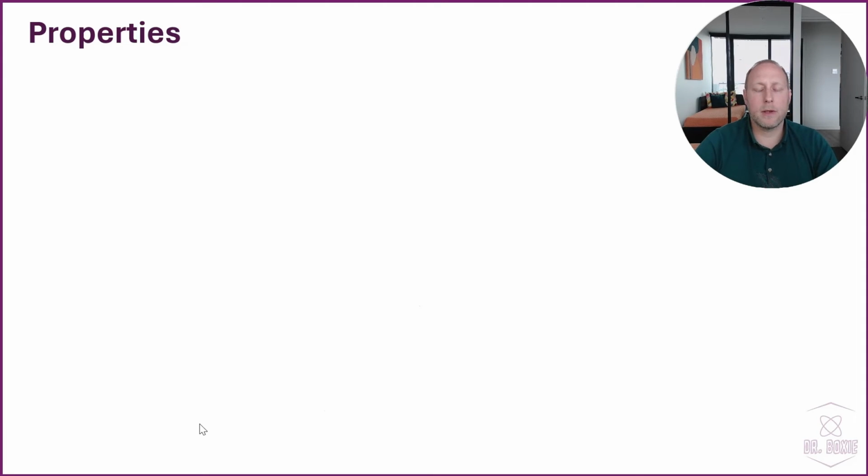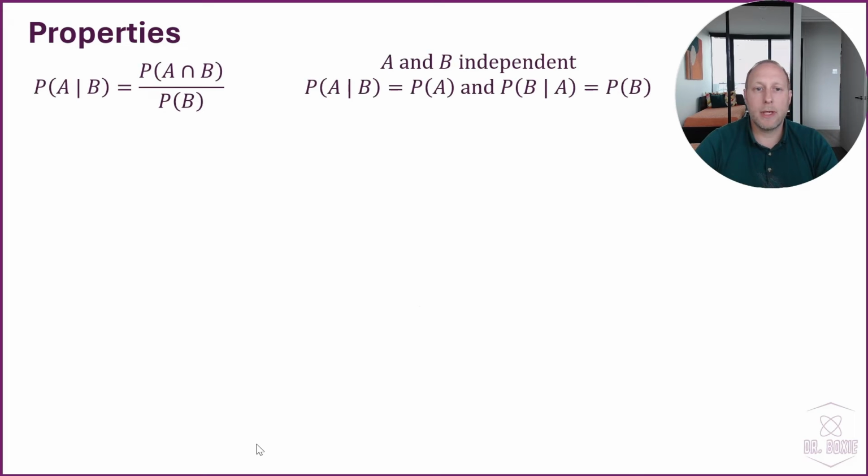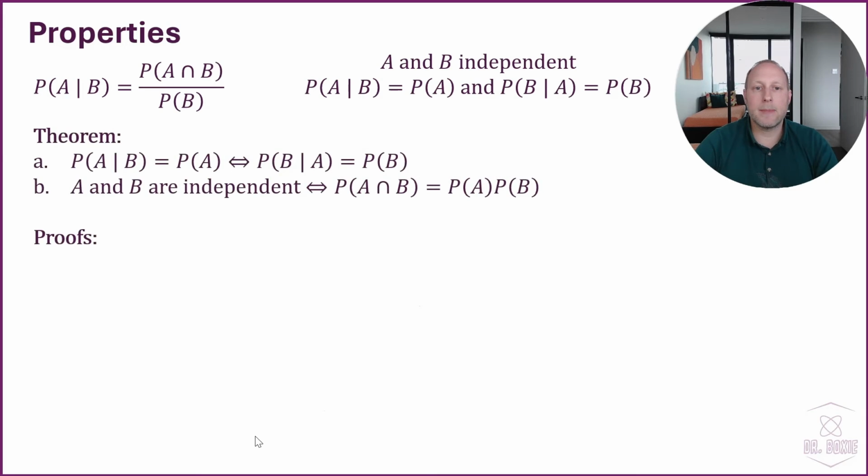There are a couple of properties of conditional probabilities that are not difficult to see now. So here is the definition of conditional probability and the definition of independence. And the theorem states two things. The first one is basically saying that notice that for independence we need to check two things. To see whether A and B are independent events, we need to check that P of A given B is P of A, and also that P of B given A is P of B. Part A of the theorem tells us that it is sufficient to check one of them, because whenever one of them holds, the other one holds automatically as well. So that is part A of the theorem.